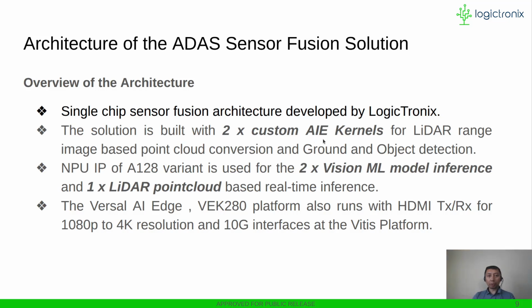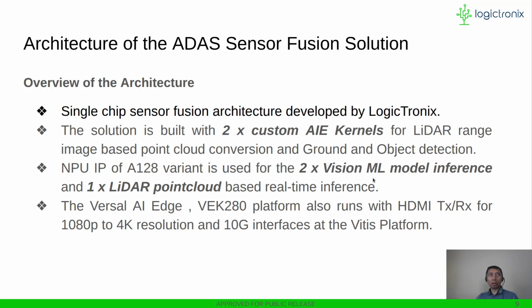In the AI engine tiles, we are doing basically two tasks. One is LiDAR data processing, and another is running the ML pipelines. For the LiDAR processing part, we are using two custom AI engine kernels: one for range image to point cloud data conversion, and next is segmentation or detection of ground in the LiDAR data, and also object detection in the LiDAR data.